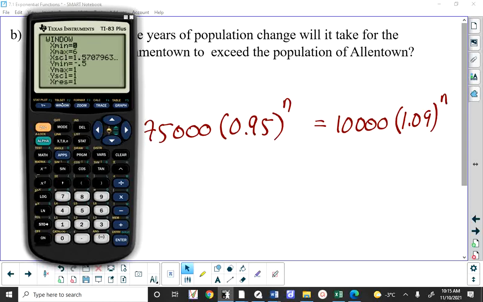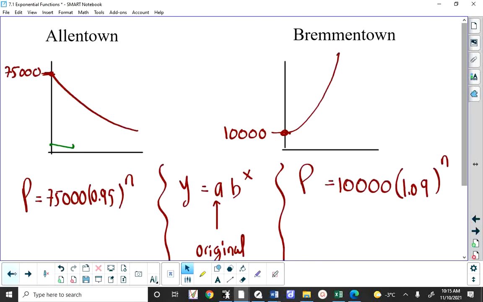What are we going to do for window settings? Well, think of our graphs here. I don't think we have to see up to 75,000, but why don't we anyway? Let's go from 0 to 100,000. Now, I'm going to show you a trick here right now. We're going to go from 0 to 100,000.